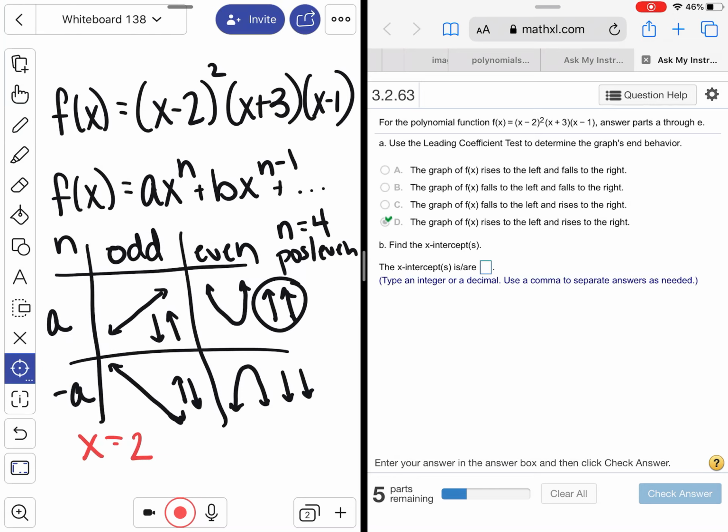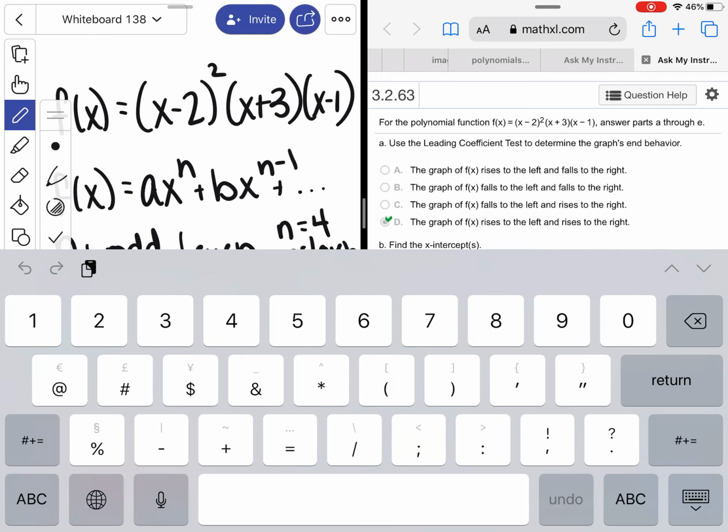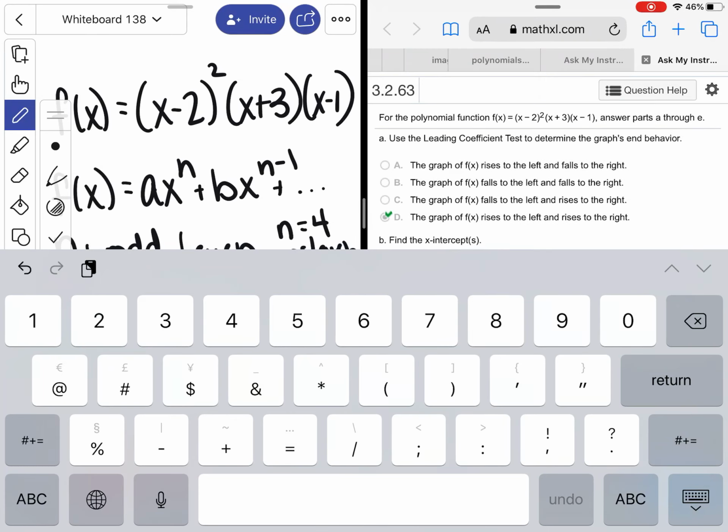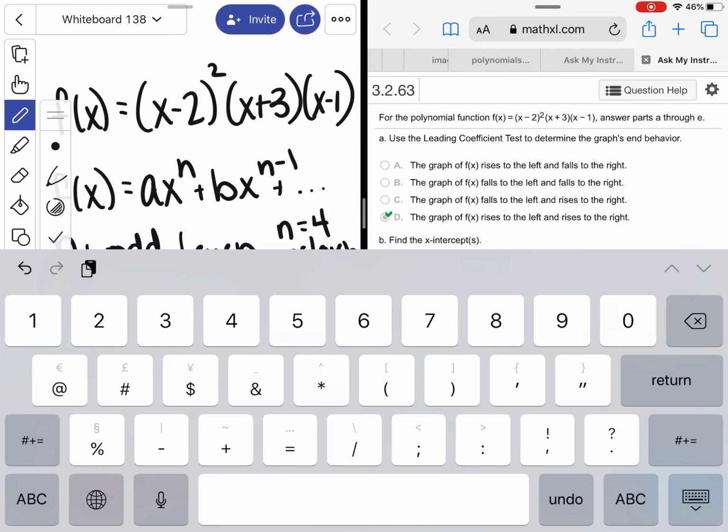So this has a multiplicity. We call it a multiplicity. That means it's repeating twice. A multiplicity of 2. Then we have +3 becomes -3 when you solve it, and -1 becomes +1. So your 3 solutions are +2, -3, and +1.